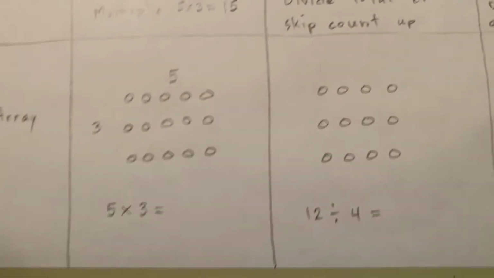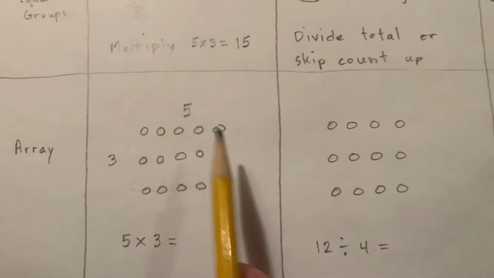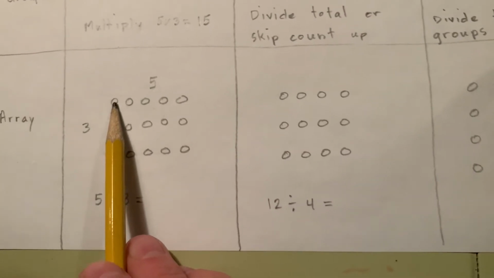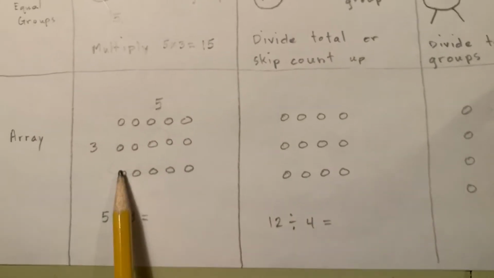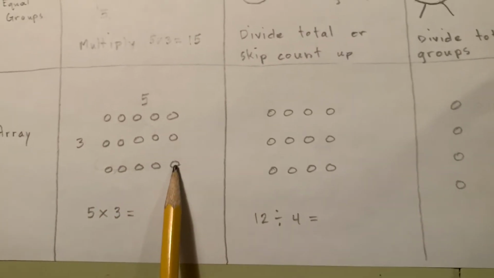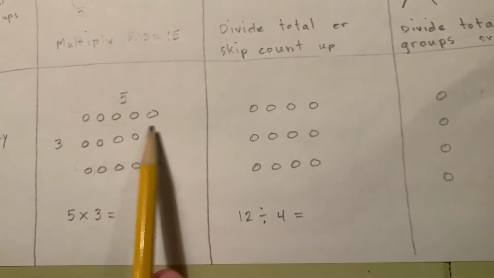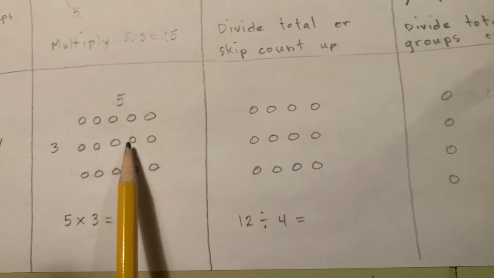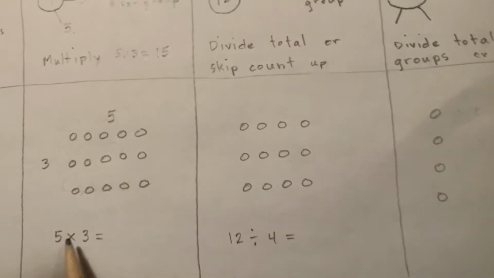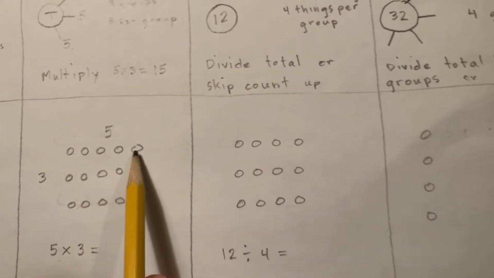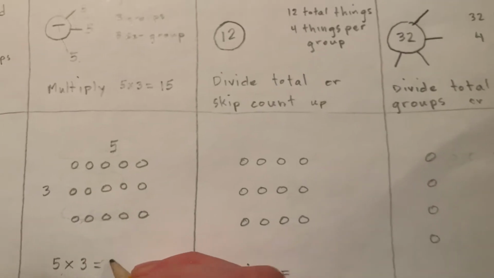Now looking at this same problem, if we've got 3 groups, I organized my groups into rows. 1 row, 2 rows, 3 rows. Each row has 5 things in it. 1, 2, 3, 4, 5. And I just made them nice and tidy in rows and columns. I've got the same problem, 5 times 3. I can count 5, 10, 15.